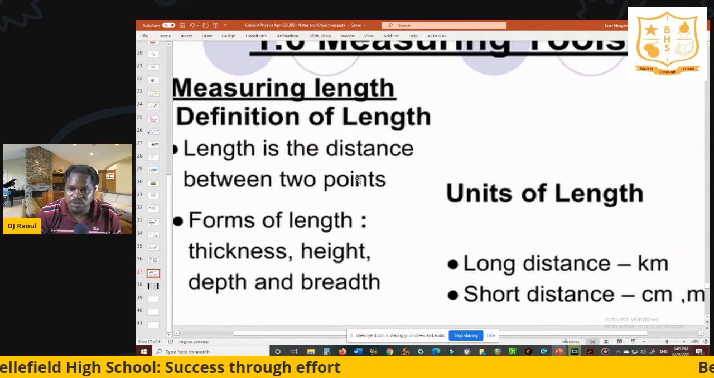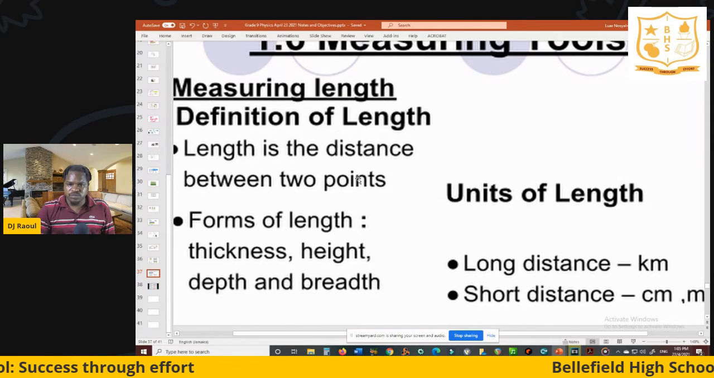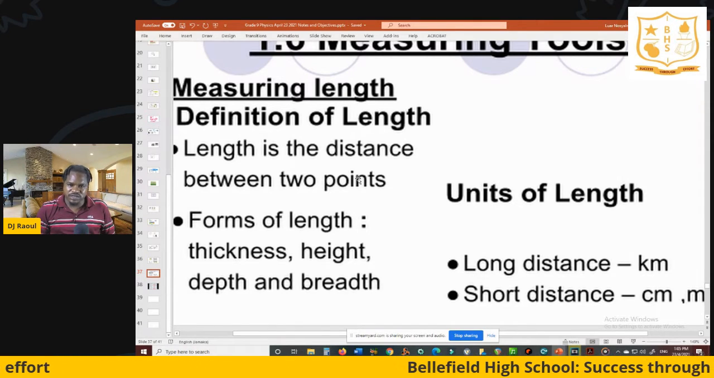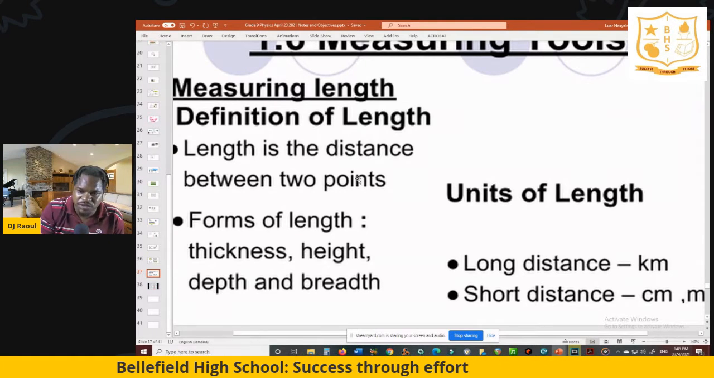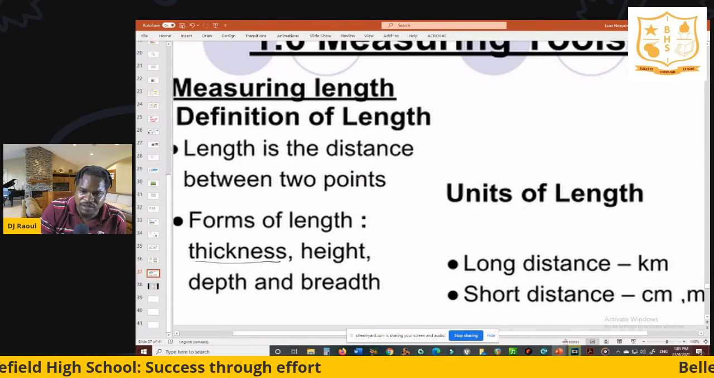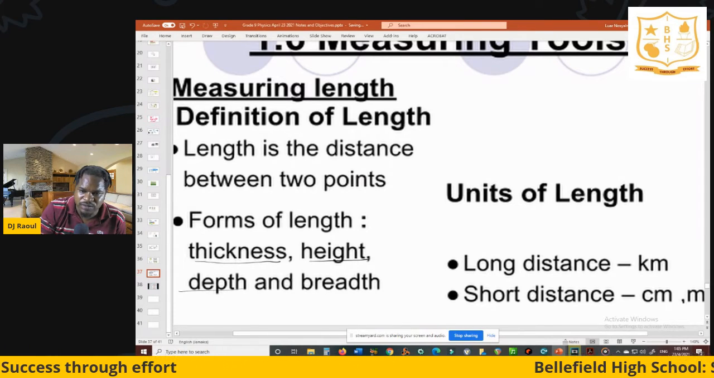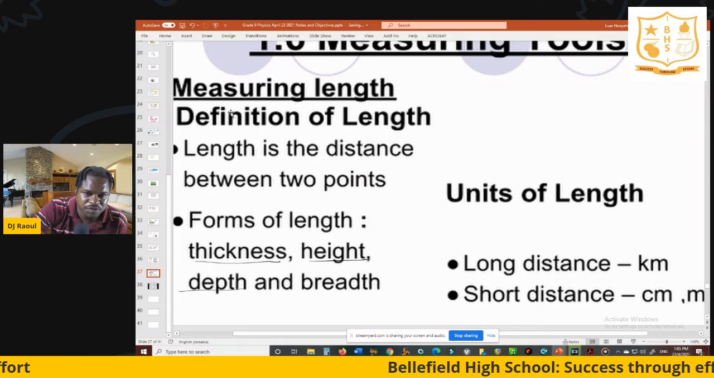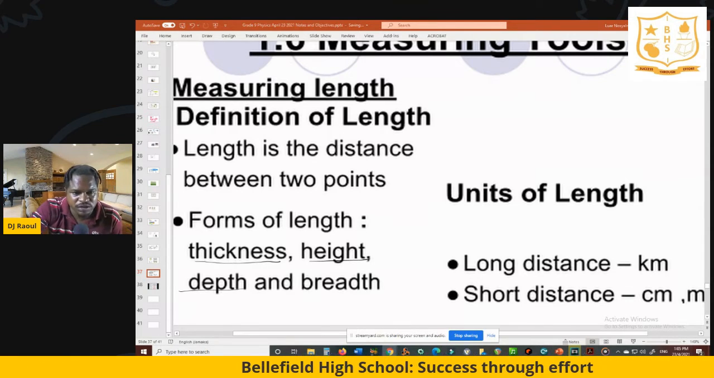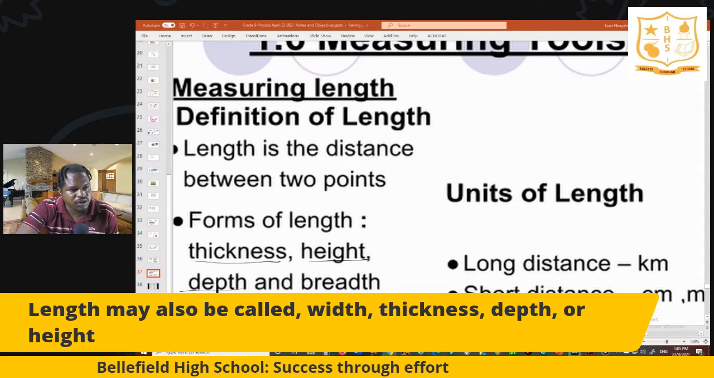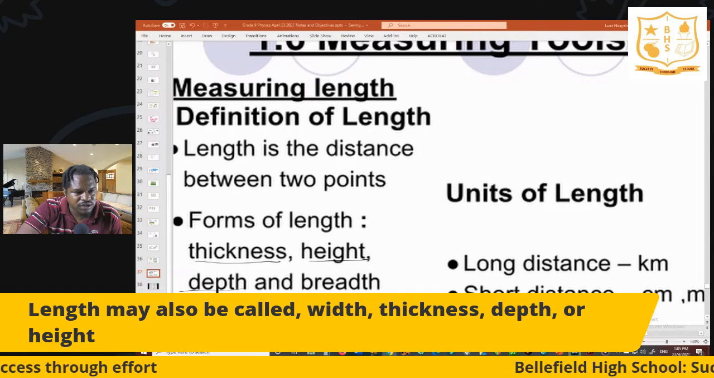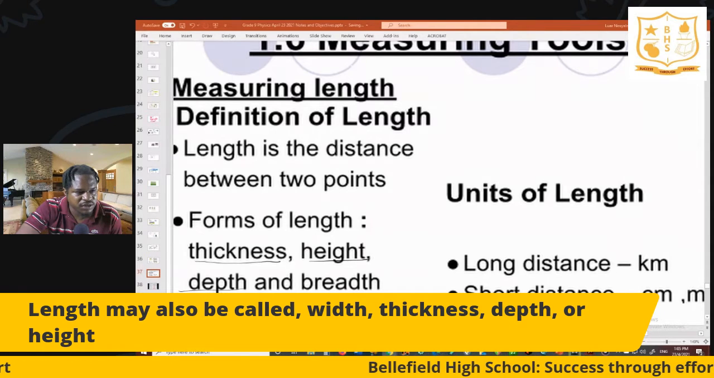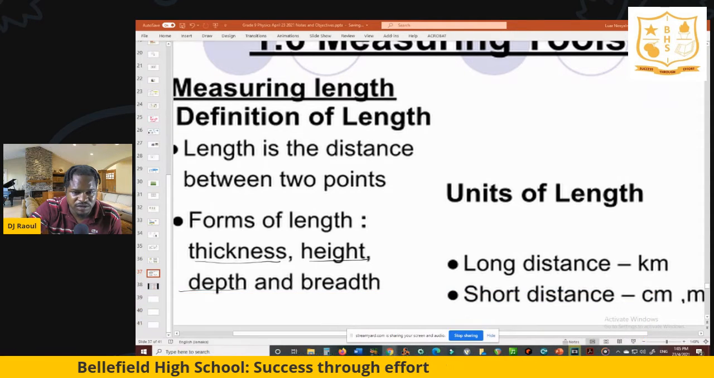However, we still technically can refer to length in these words. You are using these words, so words like thickness and height and depth, these are words that could be used. So you should be seeing that information we summarized on the screen there. All right, length may also be called width, thickness, depth, or height. These are words that you'll see in exams that mean the same thing as length.